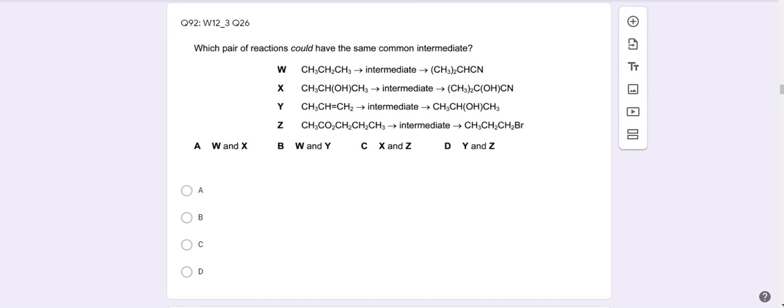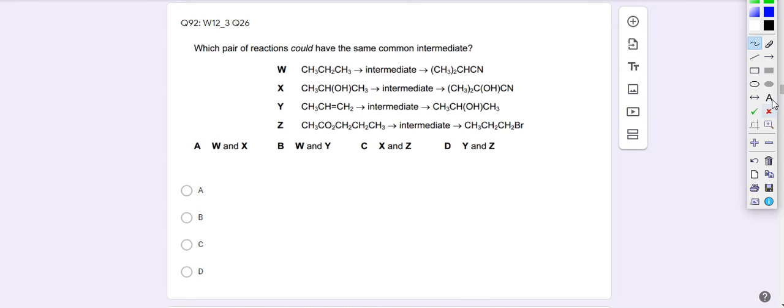Chapter 18, question 92. You're given W, X, Y, and Z reactions, and they have an intermediate from the first compound to the last compound. So how do you turn the first one to the last product? By going through another reaction. So that's why there's an intermediate. An intermediate is something that is formed first before you get the final product. So we go straight to the first reaction, W.